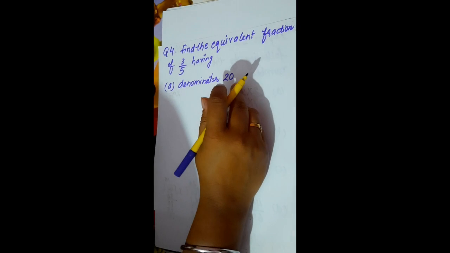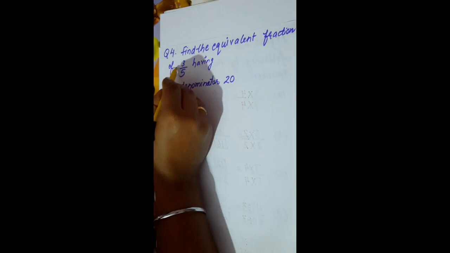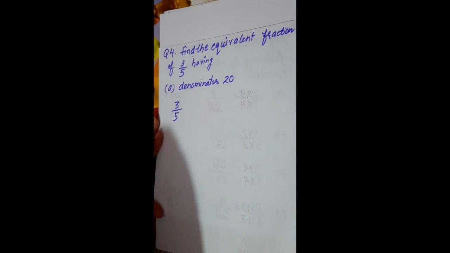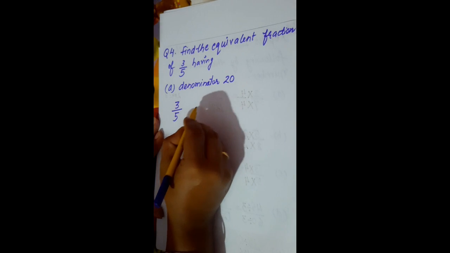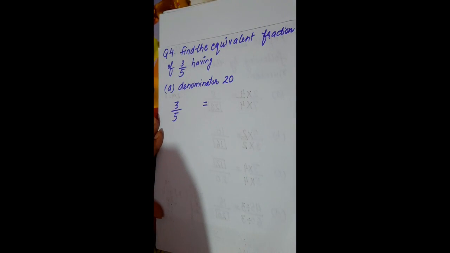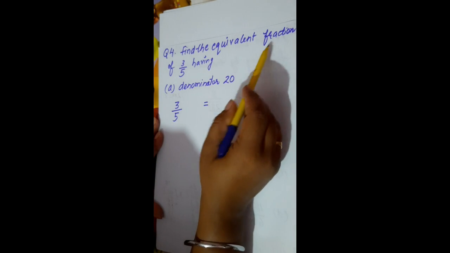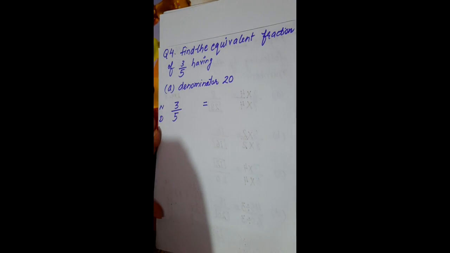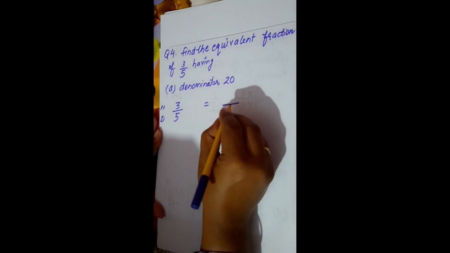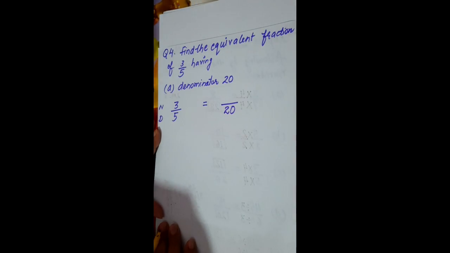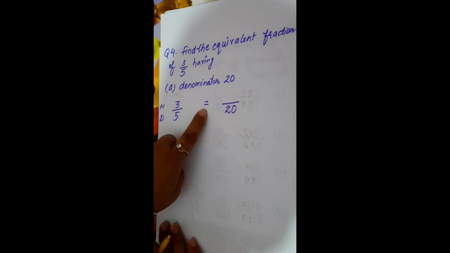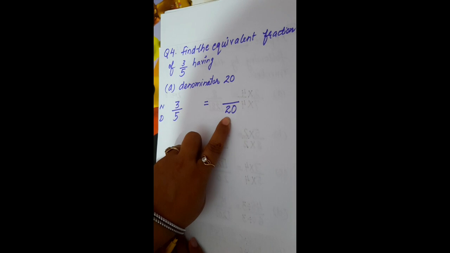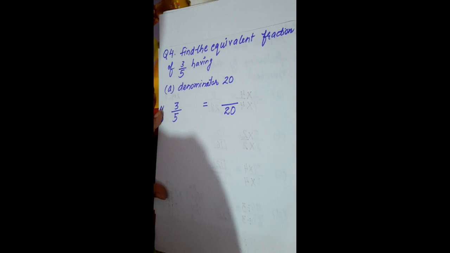We have question number 4. Question number 4, find the equivalent fraction of 3 upon 5 having denominator 20. Means here 3 upon 5 fraction is given to you. You have to find the equivalent fraction. So I write is equal to. As this is the numerator and this is your denominator, the equivalent fraction of this fraction is having denominator 20. So 3 upon 5 is equal to blank upon 20, because for the equivalent fraction, the denominator is 20. This is the reason I write 20 in the denominator. And we have to find the equivalent fraction.